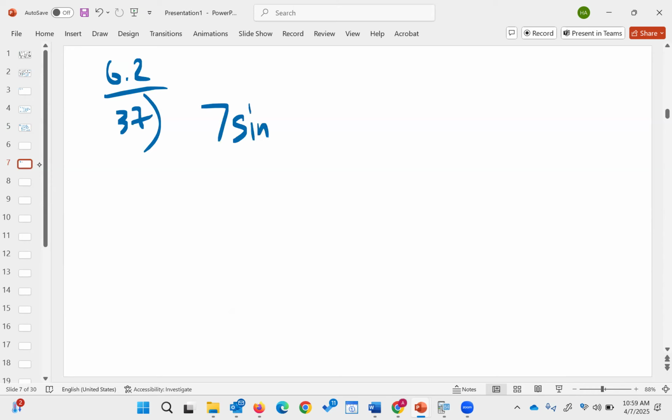7 sine squared theta minus 9 sine 2 theta. Oh, interesting. Sorry, that should be cosine. That should be changed into cosine. As I'm checking here, 7 sine squared theta minus 9 cosine 2 theta. Okay. I got myself a problem.